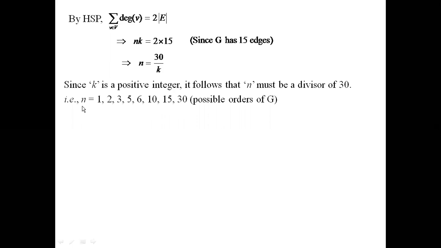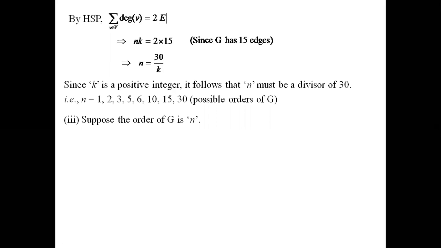So n, that is the number of vertices in the graph, takes all these possible orders. Since k was not given, the degree of every vertex was not known to us, there exist many different possibilities for the number of vertices.